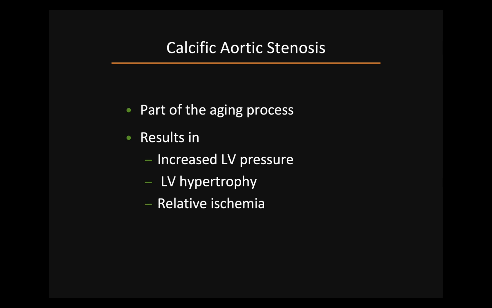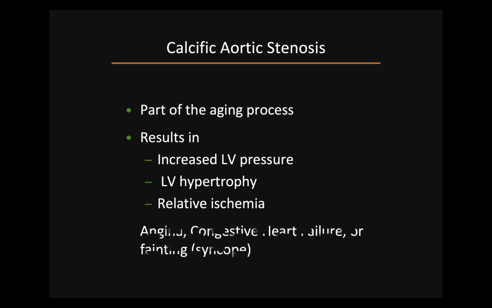And then relative ischemia means you don't have enough blood flow going into your entire body like you need it, and so you have this ischemia that occurs. Now, you can have angina from this, which is basically chest pain. You have congestive heart failure that can occur because with all that excess pressure on the left ventricle, the heart failure happens. And then you can also have fainting that occurs, which we refer to as syncope.